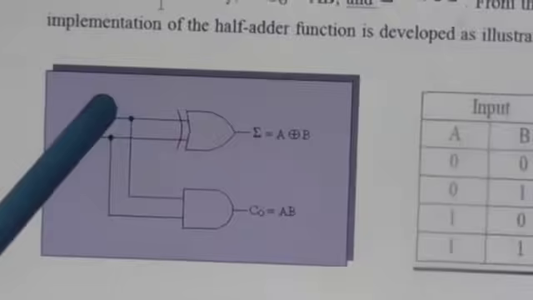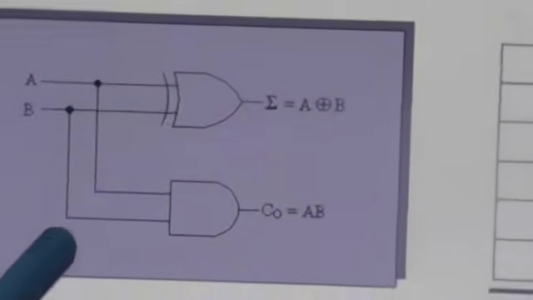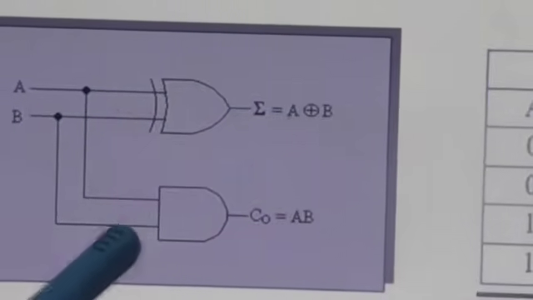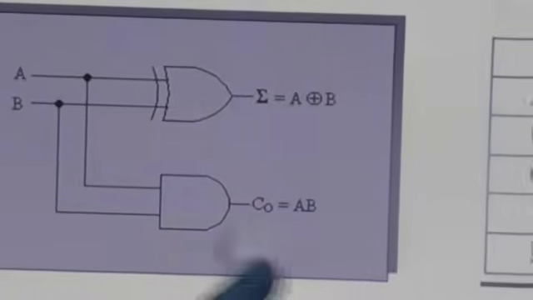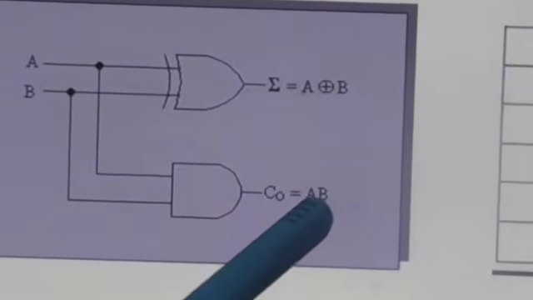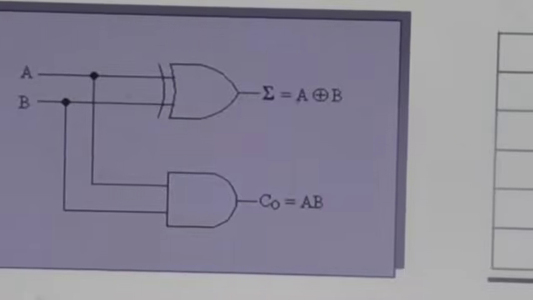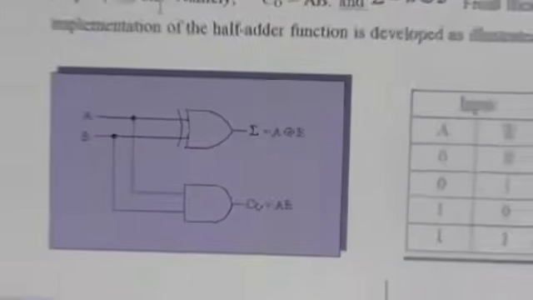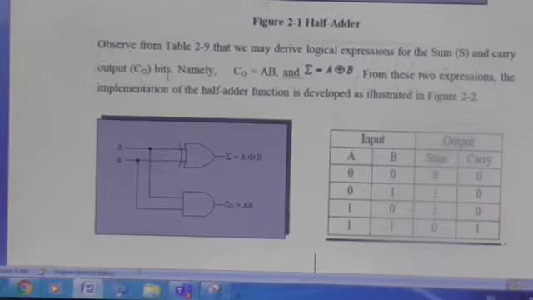Clear? And both the inputs A and B are connected to the AND gate, which produces the output C0, that is our carry, equal to A dot B. Clear? So this is the overall demonstration and information related with the half adder.